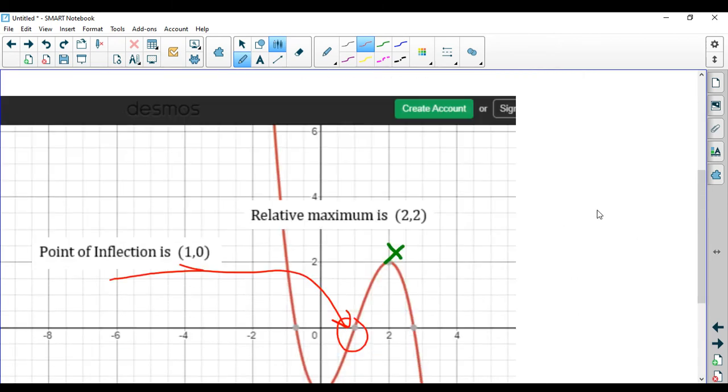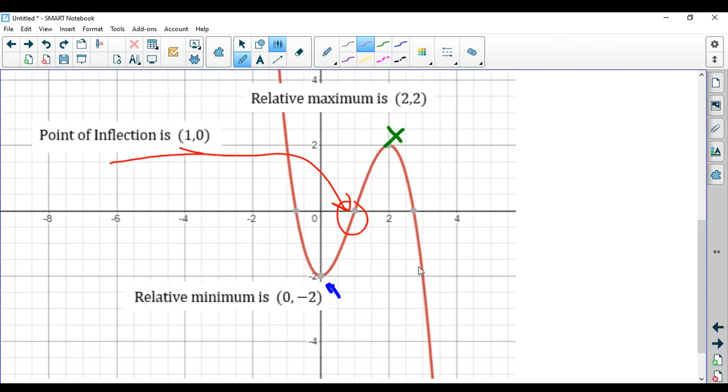The calculus worked, and that's it for section 3.3 and 3.4.